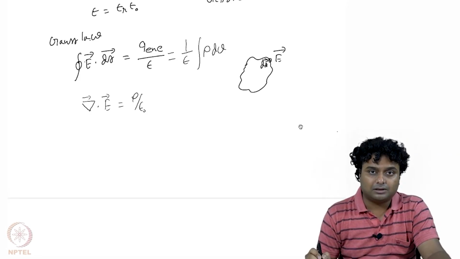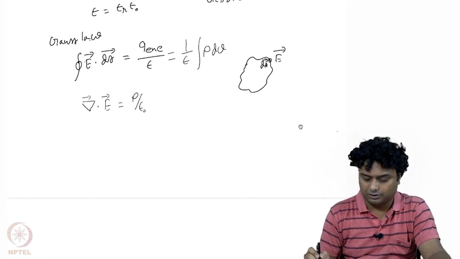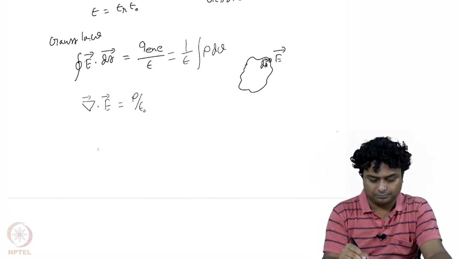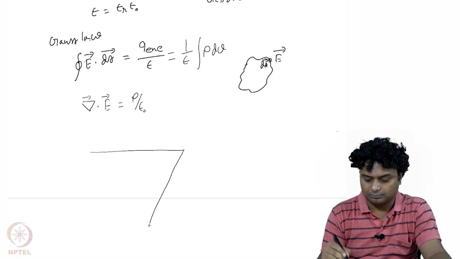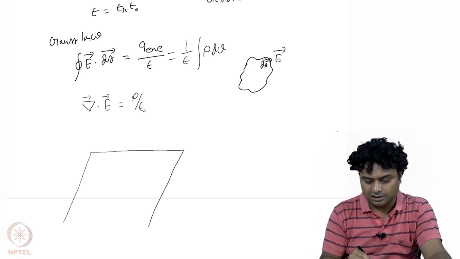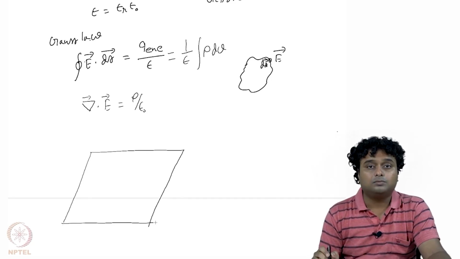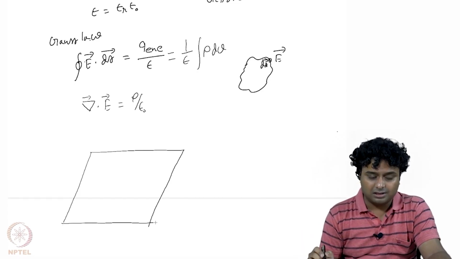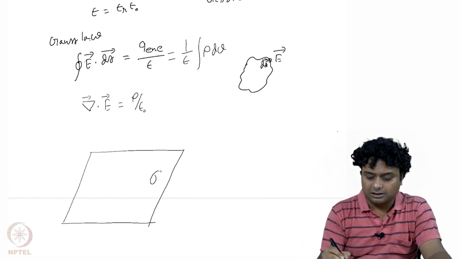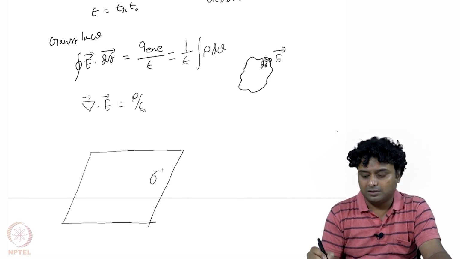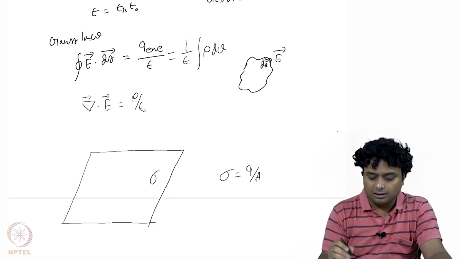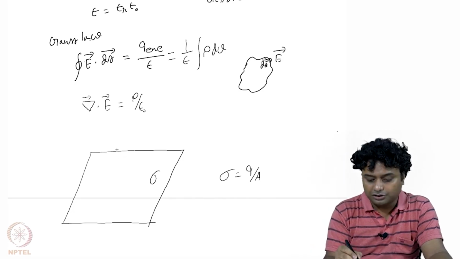Now we will take a specific case of surface charge distribution. Okay. So let us say I assume an infinitely large surface, where the charge density is sigma. So surface charge density is sigma. That means sigma is equal to q by A, right, where A is the area. Okay. And then I assume a Gaussian pillbox.